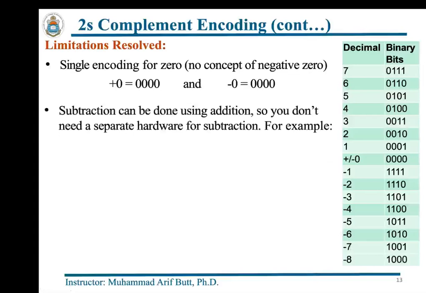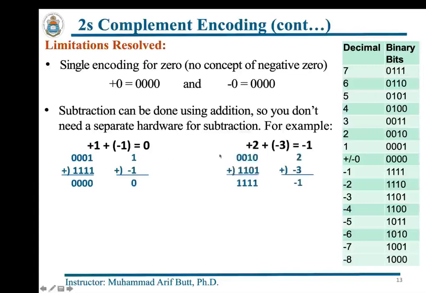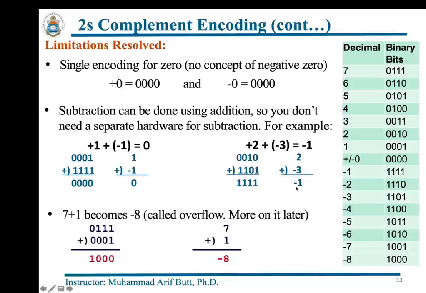Moreover, subtraction can be done using addition, so you don't need separate hardware for that. And this plus 1 and minus 1, if added, of course, results in 0. We have seen this exception in the case of 1's complement. It doesn't exist anymore in 2's complement. Similarly, if this is a plus 2, in 4 bits it is 0010, and to represent a minus 3, this is 1101. You add them up and you get all ones, and all ones is minus 1. The result works fine.